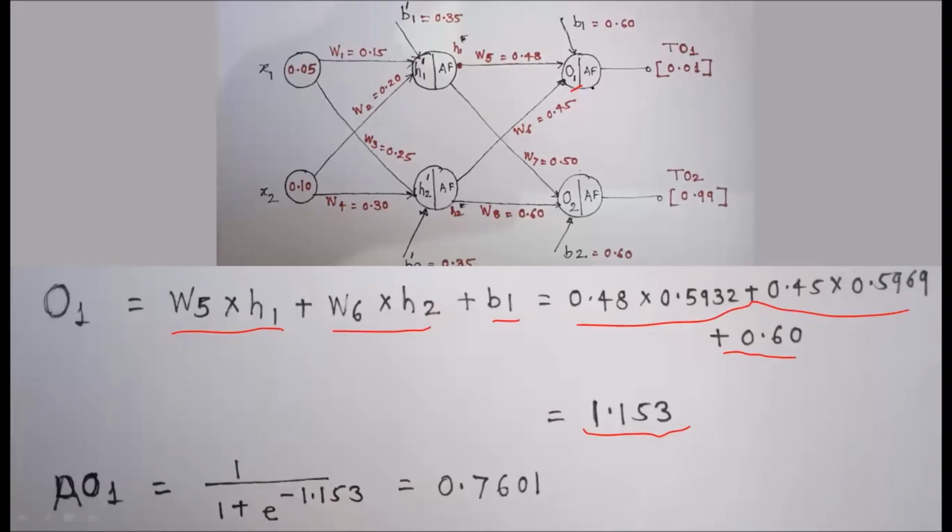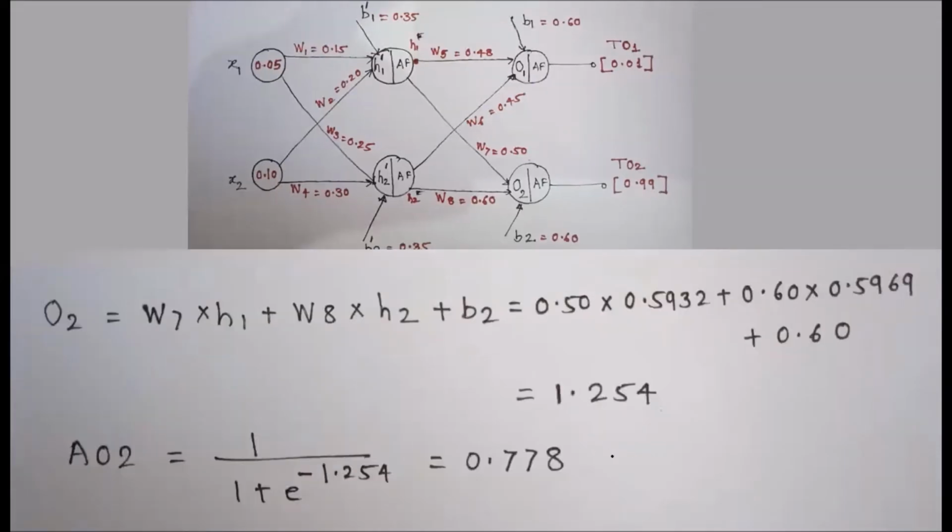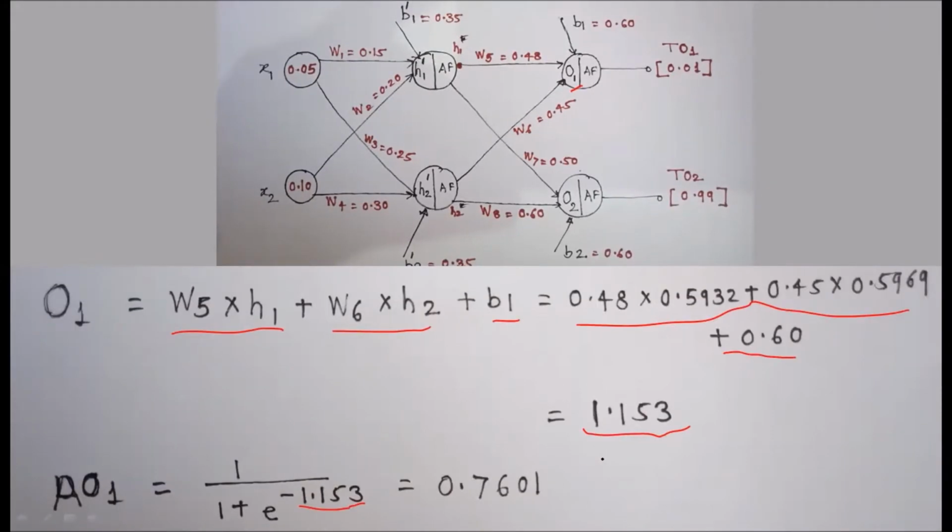Here also we are using the same activation function. It is not necessary that the activation function at each layer is the same. You can use a different activation function also, but this is a simple problem, so we'll use the same activation function, that is the sigmoid function: 1 divided by 1 plus e to the power minus input. Input is 1.156. So you will get this value as AO1, that is the actual output. So here we are getting the actual output, AO1.